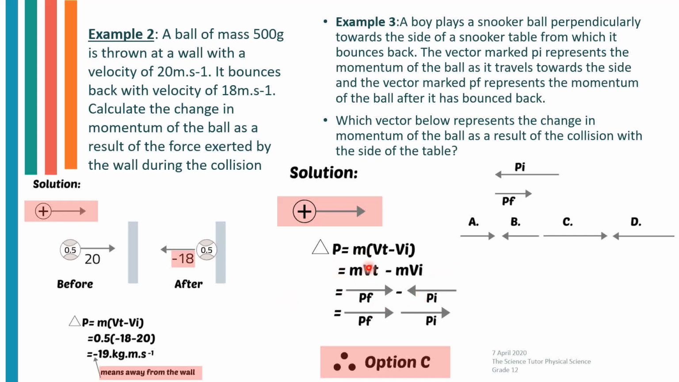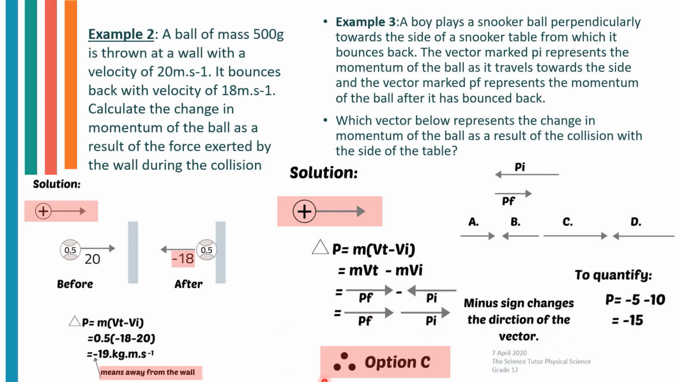Right, so your final momentum minus your initial. So we're going to take your final and minus the initial. However, the initial is the wrong way around, so we're going to flip it over, and that will therefore make the vector positive in the opposite direction. And then the minus sign changes the direction of the vector, and we're going to get option C.